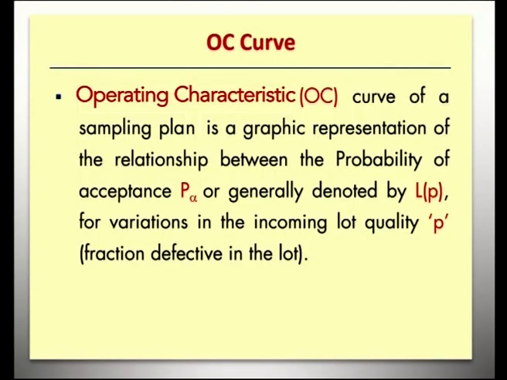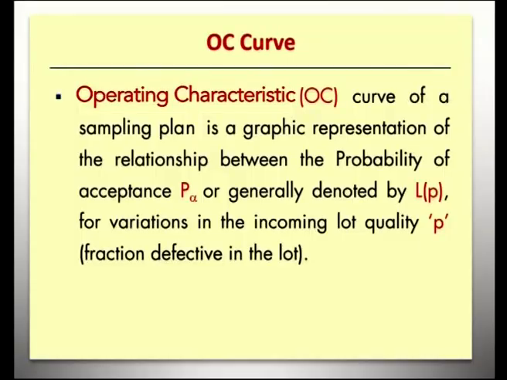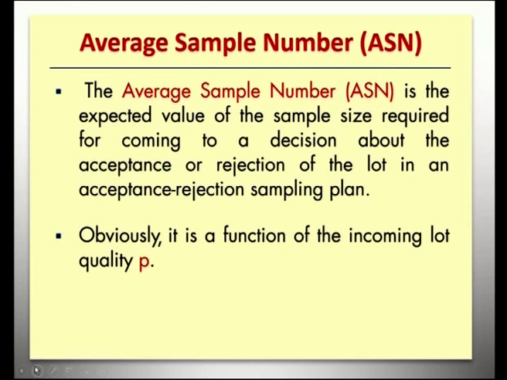After studying about AOQL, next in continuation of the series, we are going to study about the OC curve. OC curve means operating characteristic curve. The operating characteristic curve of a sampling plan is a graphic representation of the relationship between the probability of acceptance, Pa, or generally denoted by L of p, for variations in the incoming lot quality p, that is the fraction defective in the lot.